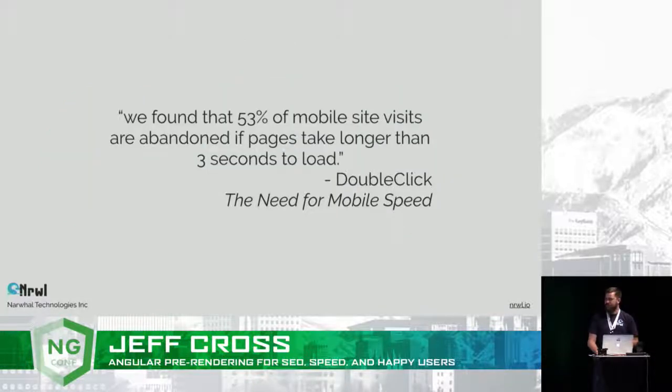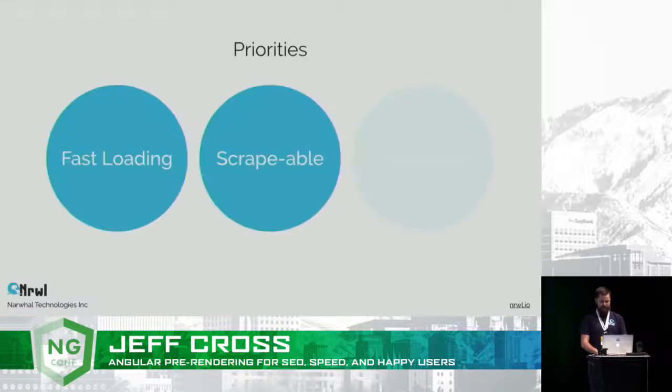And Rob shared this in his keynote earlier, but if your app takes longer than 3 seconds to load, about 53% of your users are going to get frustrated and abandon on mobile. And so it's not that easy to hit 3 seconds. It's easy to get that wrong if you do some things incorrectly. And there are some things we can do using pre-rendering that I'll talk about later to get us under that mark.